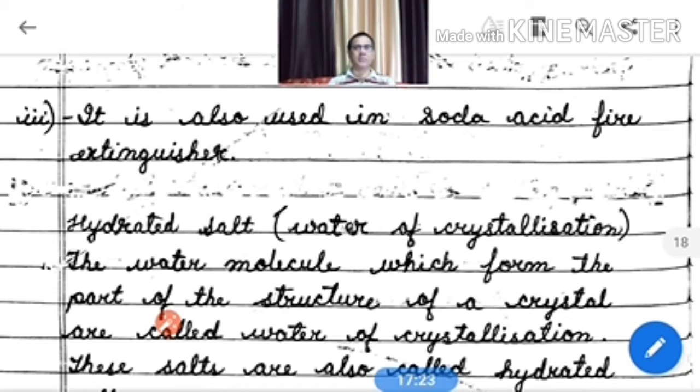When we open it from the top, the knob of the cylinder breaks, and internally the acid and sodium hydrogen carbonate react with each other, and when they react they form a huge amount of CO2 gas. This CO2 gas comes out from the cylinder and is sprayed over whatever has caught fire, and that helps in extinguishing the fire. So that is why we can say sodium hydrogen carbonate can also be used to extinguish fire.